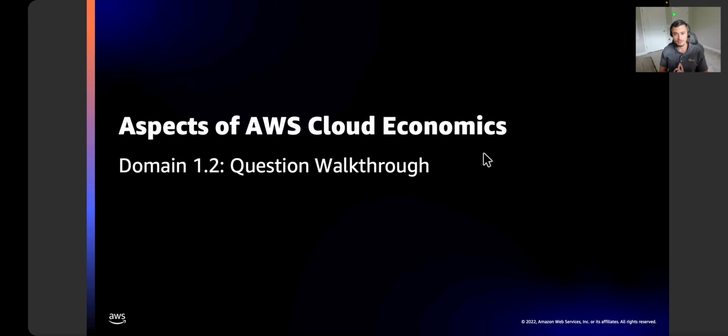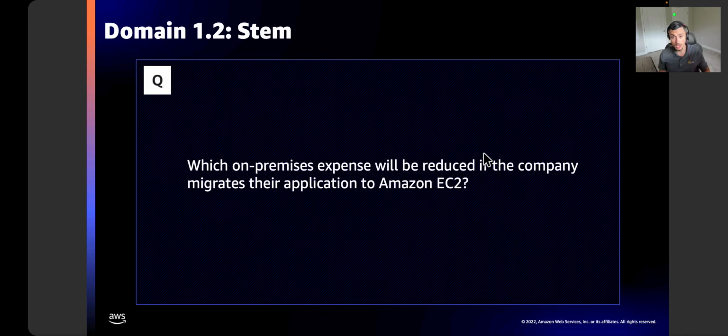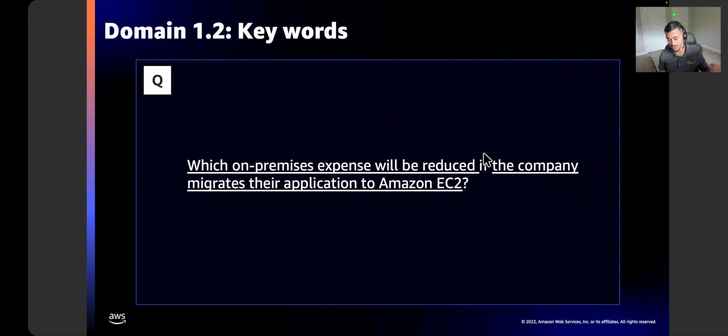So with that in mind, let's move on to the second question for domain 1.2. We'll walk through it. We'll read the stem again, the strategy that you need to take. Read the stem, which asks which on-premises expense will be reduced if a company migrates their application to Amazon EC2, right? Elastic Compute Cloud.